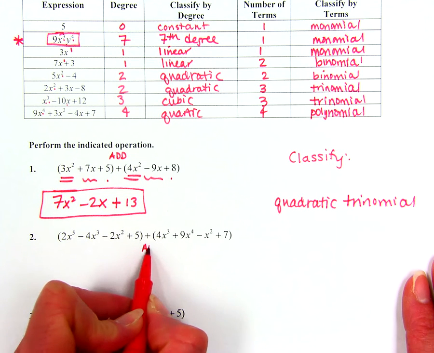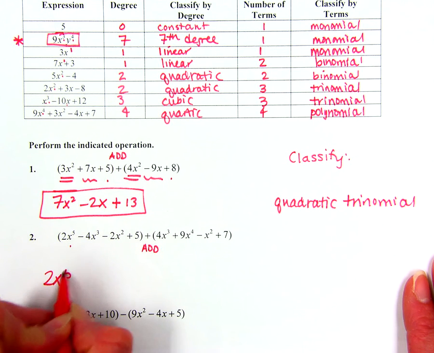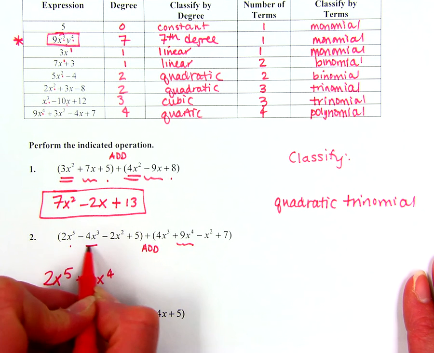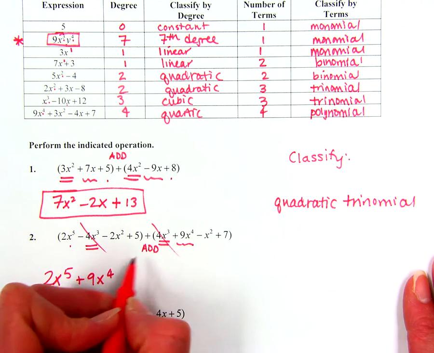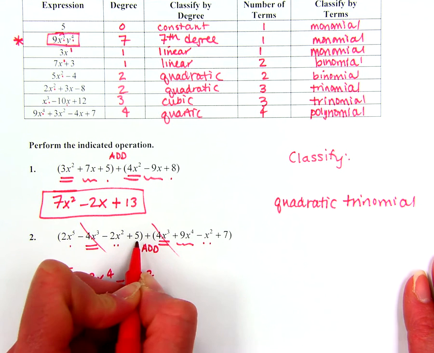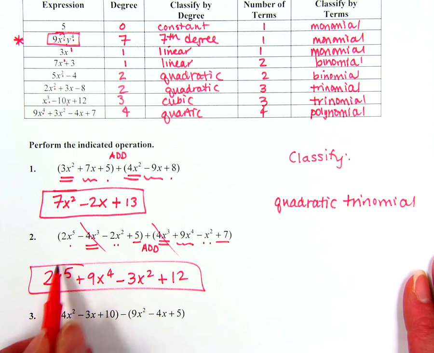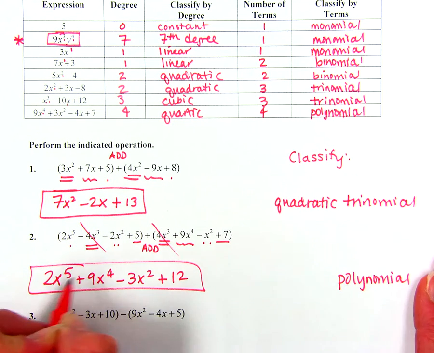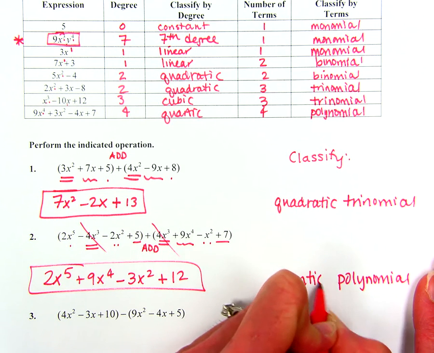Okay, this one is also addition. So go ahead and look at, there's x to the fifth, but there's nothing else with x to the fifth. So that's 2x to the fifth. Here's my x to the fourth. There's an x cubed here and another x cubed, a negative 4 and a positive 4 add up to 0. So that's gone. Then I have a negative 2x squared and a negative 1x squared, so that's negative 3x squared. And then I have 5 and 7, that adds to be 12. All right, so I have 1, 2, 3, 4 terms. That's a polynomial. And my fifth degree, that's my highest exponent, so that's a quintic polynomial.